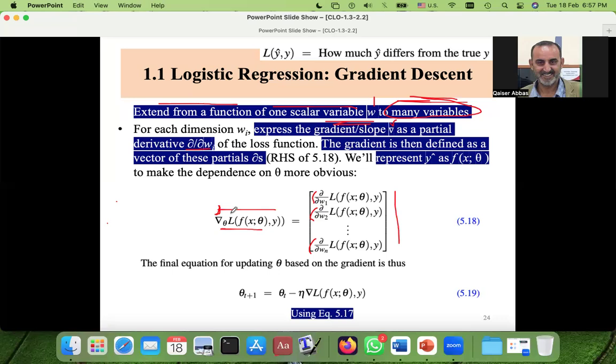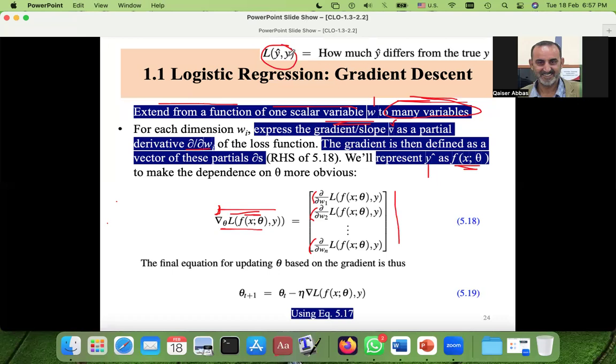And then this is our last function. This is the same. This f of x comma theta means y cap. This f of x comma theta means what? Y cap. The previous term, this term from where we started our story, loss of y cap.